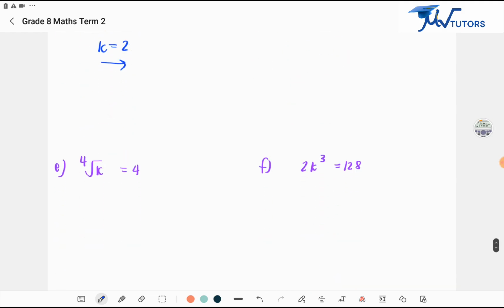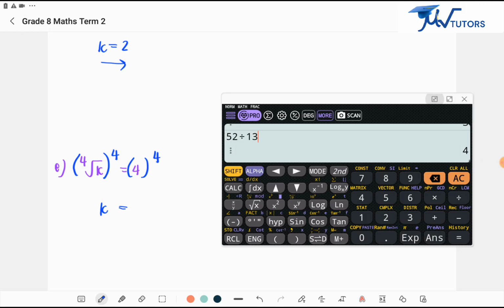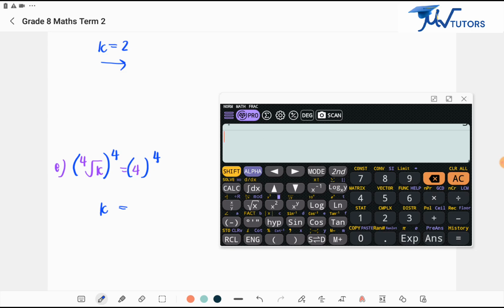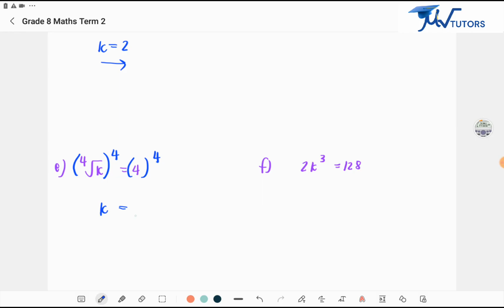Here I have a root to the 4th power. How do I get rid of it? I will take it to the power of 4. And what I do on the left, I have to do on the right. So I'm left with k. And what is 4 to the power of 4? Let's just check on the calculator over there. So 4 to the power 4 is 256.